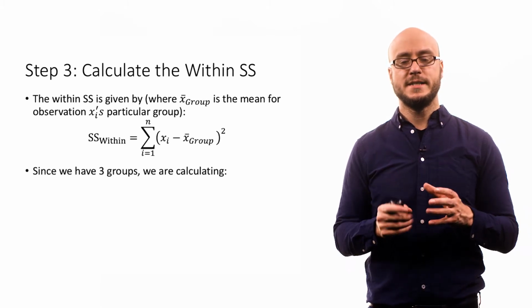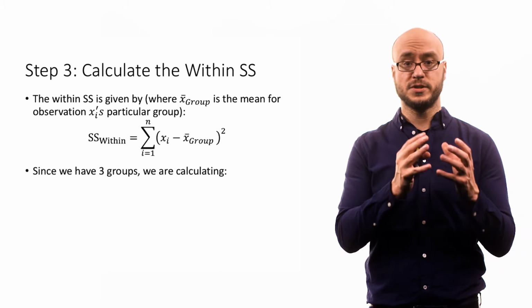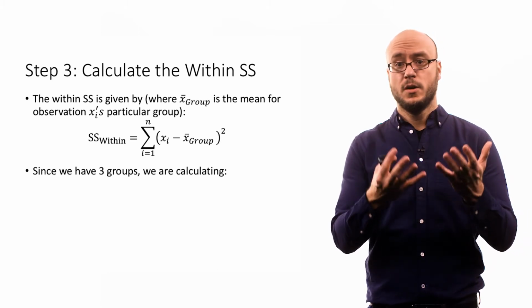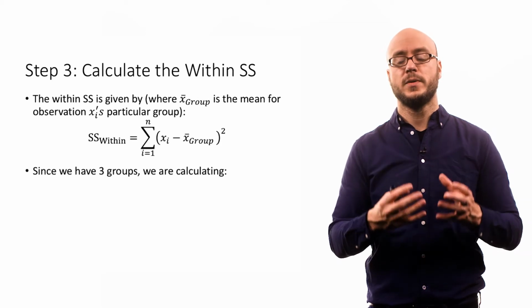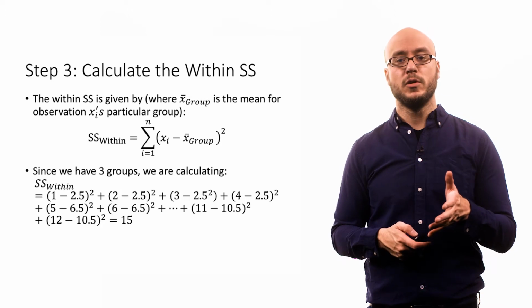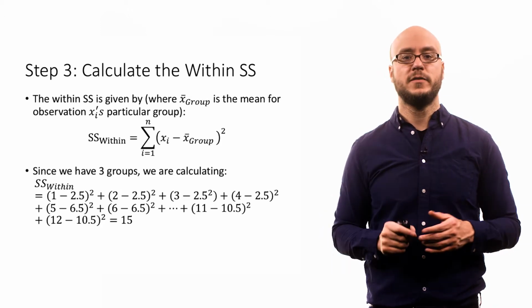The important point is that the group mean will depend on which group that particular person or individual is nested in, or in the case of mice, what particular treatment group that mouse is nested in. The point is that since we have 3 groups, we're going to compare each person with their respective group mean.